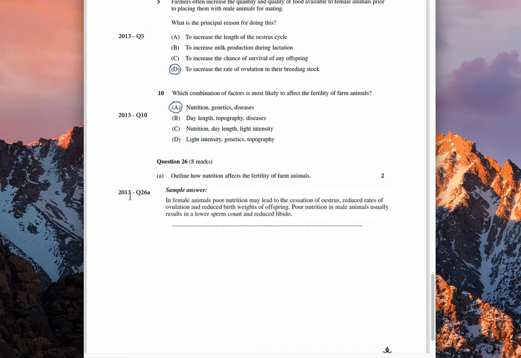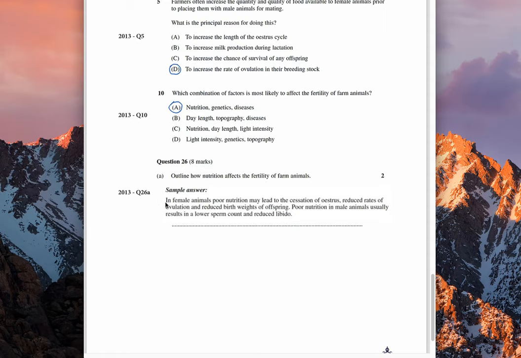So for this one here, 2013, outline how nutrition affects the fertility of farm animals. This is a really easy question for 2 marks there. You can talk about anything you want. Again, I've gone to the Board of Studies or Education Standards Authority past paper, and pulled out the sample answer from the marking guidelines. And this is the sample answer with the minimum amount of writing to get the 2 marks there. And of course, there's more than one way you can answer this question.